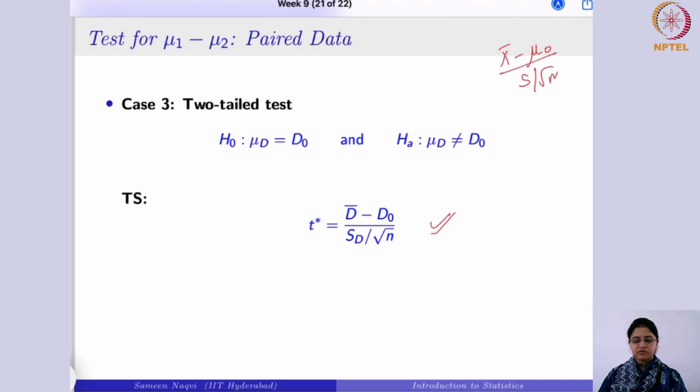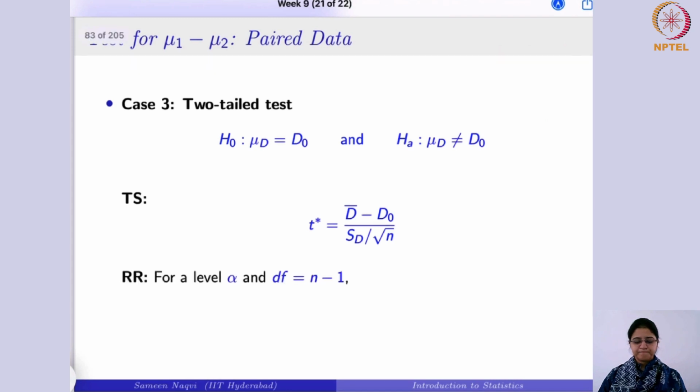You can consider that this one is also for a single sample only, right? So in the same way, instead of x bar, you are replacing that with d bar. Instead of mu naught, here we are using this difference. S is replaced by the corresponding sample standard deviation, and you're dividing by root n. And you would reject it if it falls in the rejection region. If T star, that is the test statistic, is less than minus T alpha by 2, or if it is greater than T alpha by 2, you would be rejecting at those places.